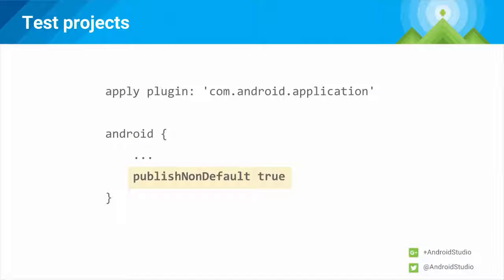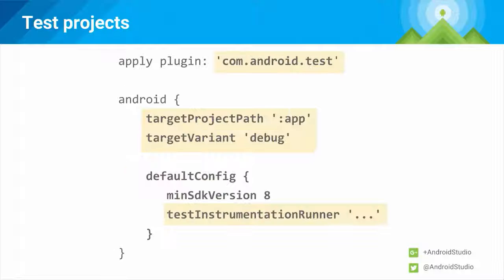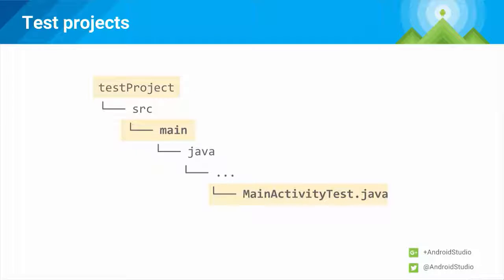So the first step is to set the publish non-default flag on your main application project. And then you create a separate project that uses the com.android.test plugin. You specify which project you want to test and which variant you want to test. Most likely, you also want to specify the test instrumentation runner to be the one from the test support library. Then you put your testing code in the main source set of your test project.